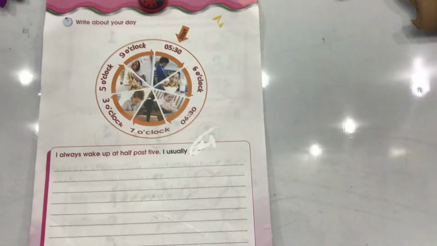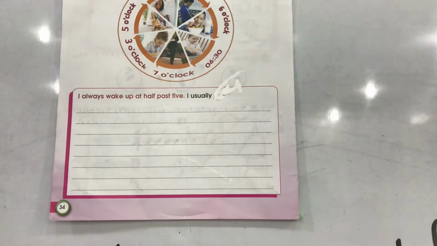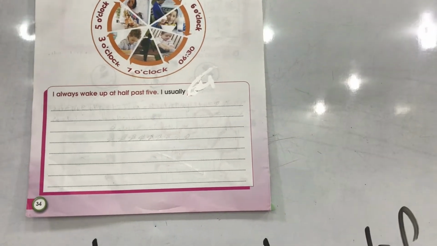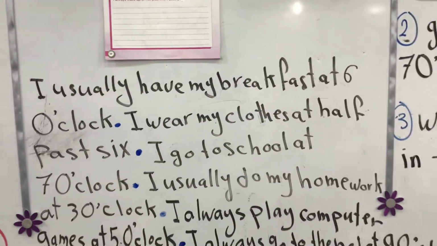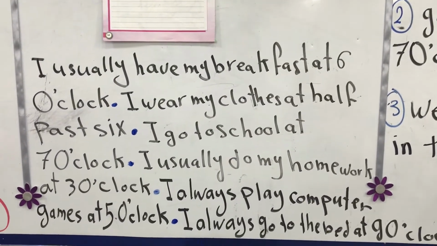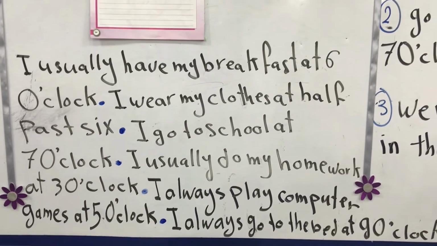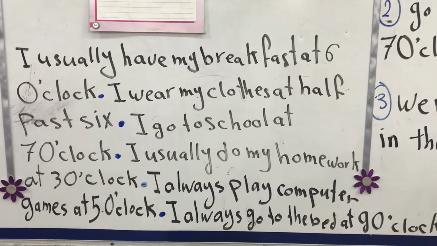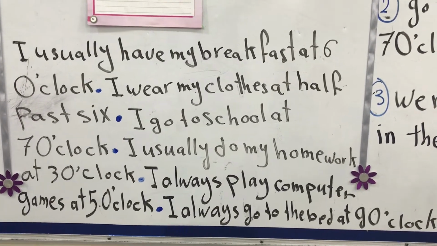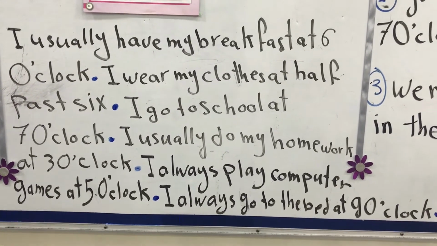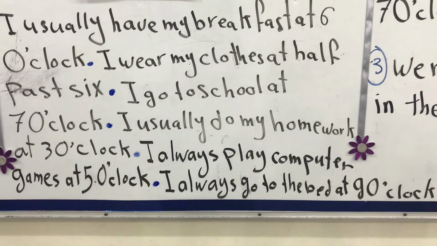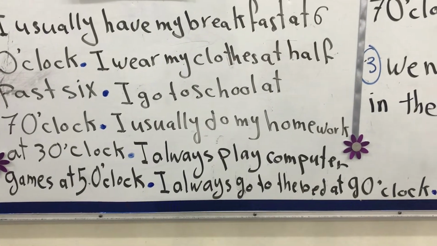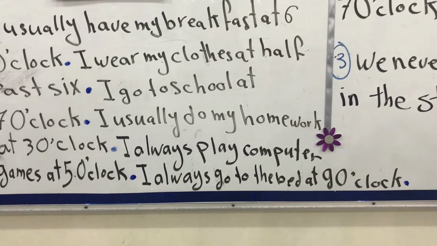Okay, now please, you are going to write about your day. I always wake up at 5:30. I usually have my breakfast at 6 o'clock. I wear my clothes at 6:30. I go to school at 7 o'clock. I usually do my homework at 3 o'clock. I always play computer games at 5 o'clock. I always go to the bed at 9 o'clock.